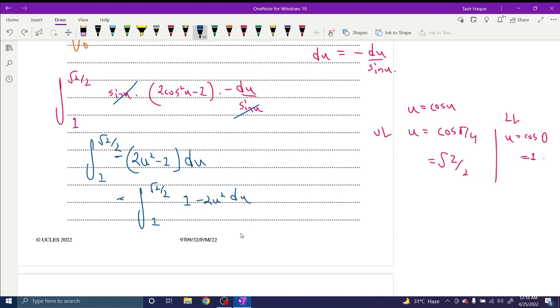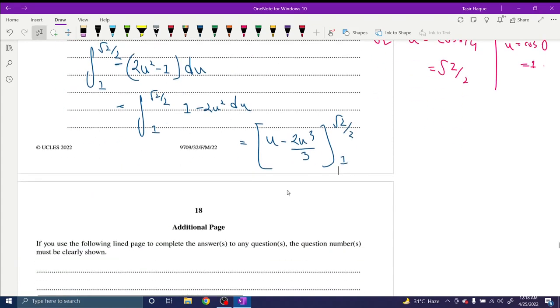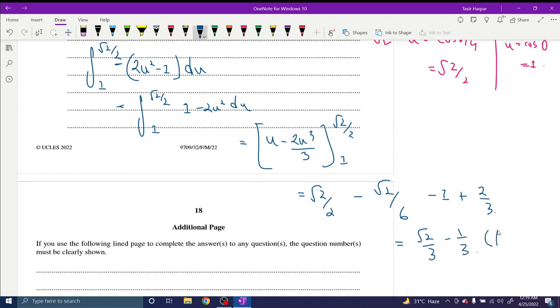Now let's integrate this. What are we going to get? u minus 2u cube by 3, from root 2 by 2 to 1. So that's root 2 by 2 minus root 2 by 2 cube, which is root 2 by 4, into 2 by 3, minus 1 plus 2 by 3. So 1 by 2 minus 1 by 6 is root 2 by 3, and minus 1 plus 2 by 3 is also minus 1 by 3. This is going to be your final answer.